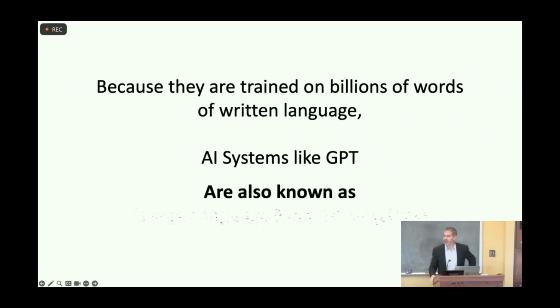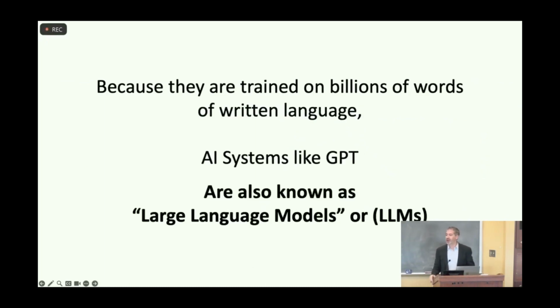And another term you might see out there is large language models, or LLM. Something like GPT is known as a large language model because it uses vast quantities of language during its training to learn the different patterns of thought or language.